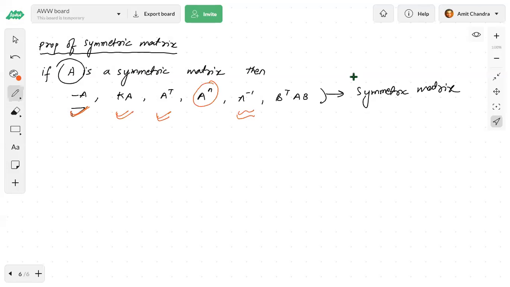So we can check for A to the power n. Let's see how A to the power n will be a symmetric matrix. We know A to the power n can be written as A into A into A into A, n times.